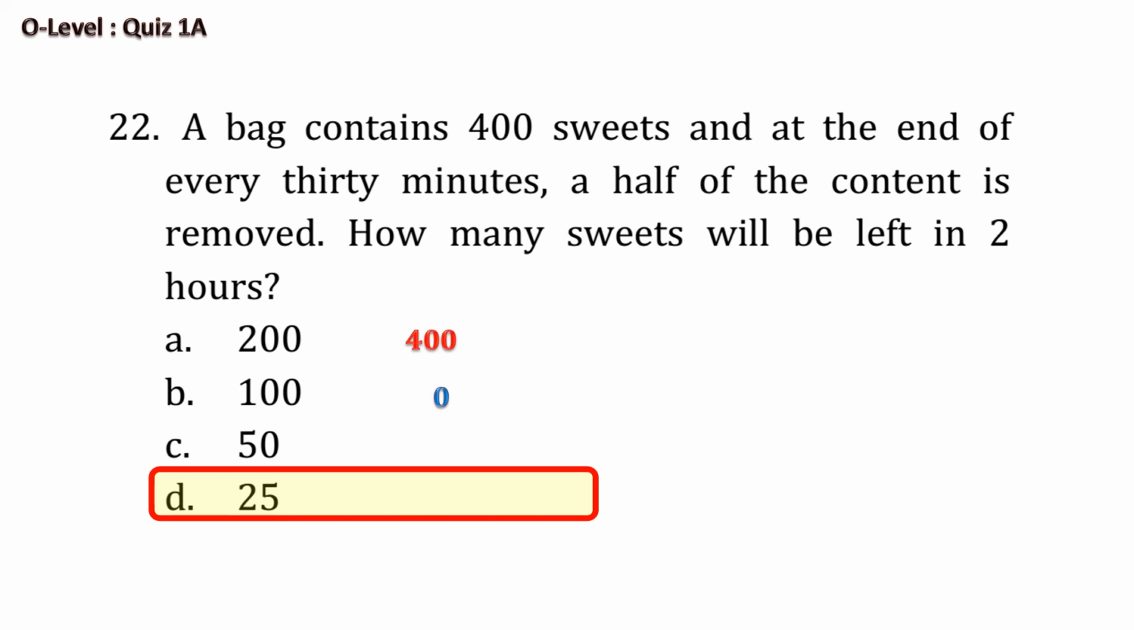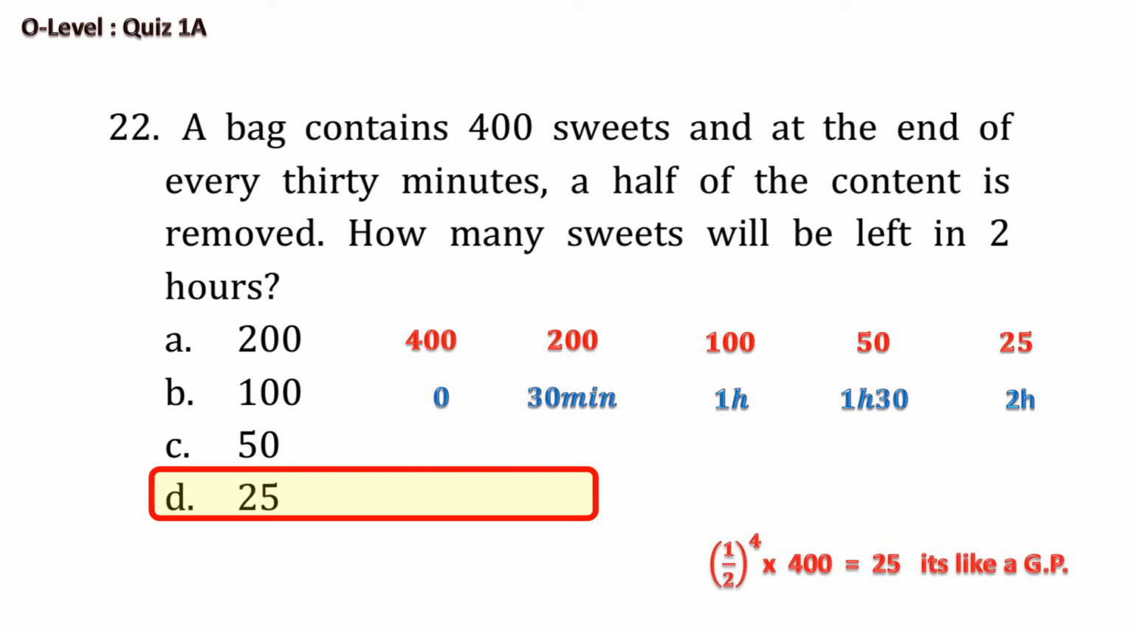So at the beginning, that's at the 0th hour, we have 400 sweets. In the next 30 minutes, a half is removed, so we have 200 sweets left. Then the next 30 minutes, 100 sweets are removed, that's a half of 200. At 1 hour 30 minutes, a half of 100 is 50, and at 2 hours, a half of 50 is 25. So we are left with 25 sweets.